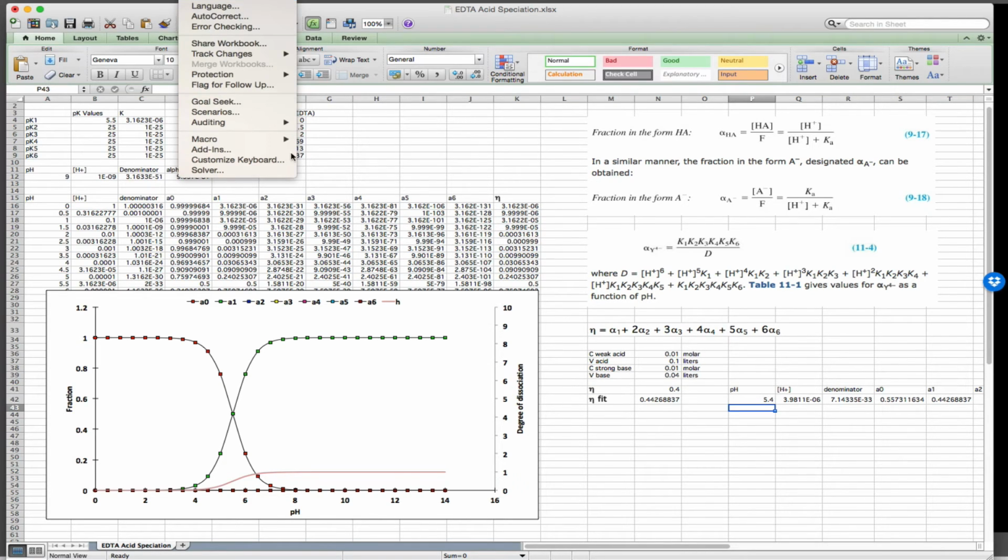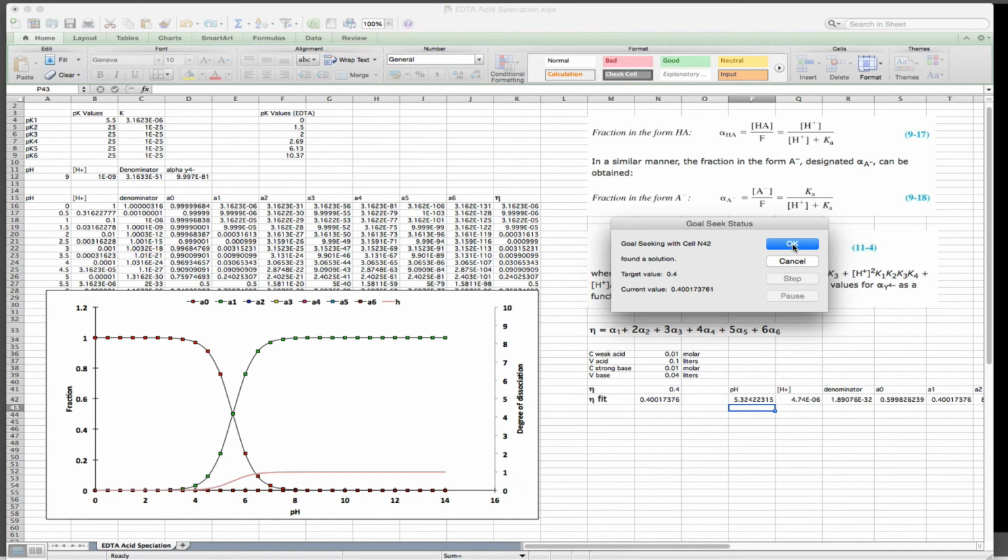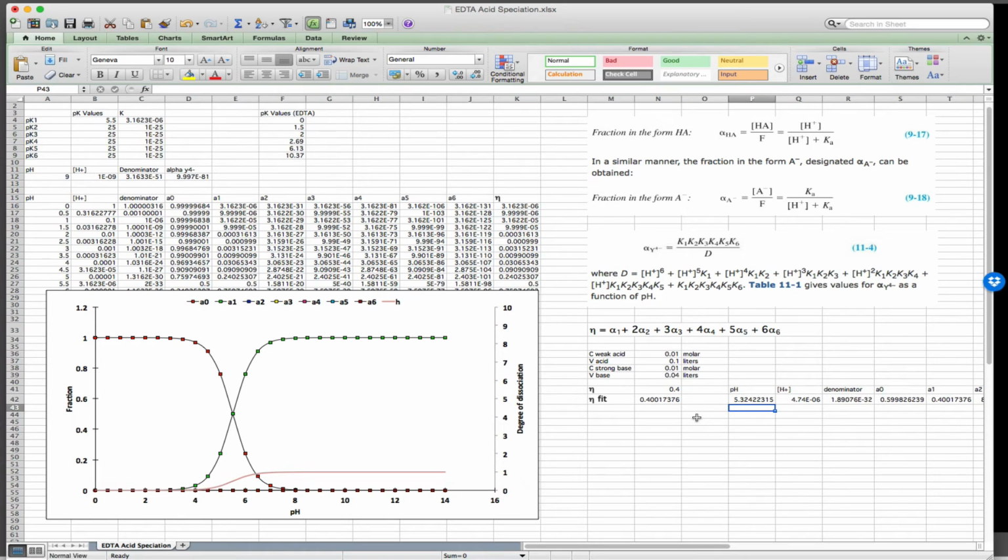Now, using goal-seek, I can come in here and say I want that cell, which is the computed degree of dissociation, to be exactly 0.4, and I'm going to do it by changing the pH. So now it's going to move the pH up and down until my fit parameter equals 0.4. I hit OK, and we're done. So the pH was somewhere between 5 and 5.5. It's actually 5.32. So 5.32, and you notice these two agree quite well.